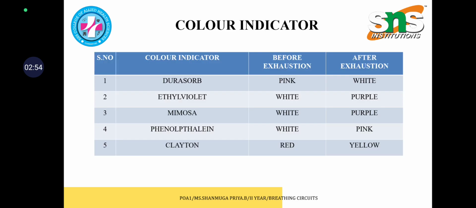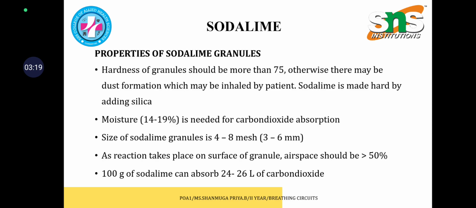These color indicators are present in one color before exhaustion, and after exhaustion the color changes. The color change for Durosorb is pink to white. For ethyl violet it is white to purple, mimosa white to purple, phenolphthalein white to pink, Clayton yellow red to yellow.